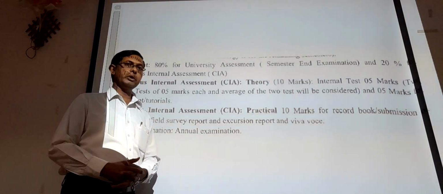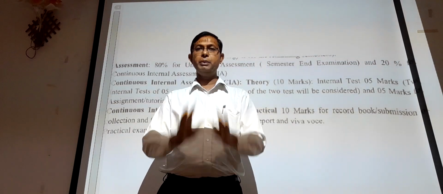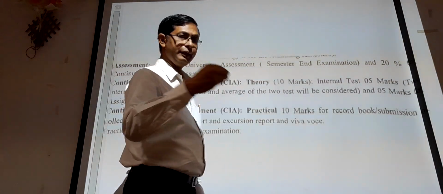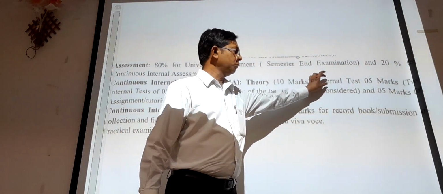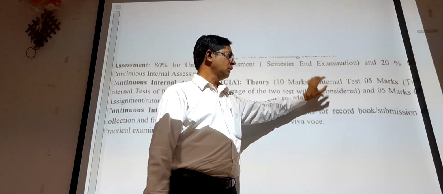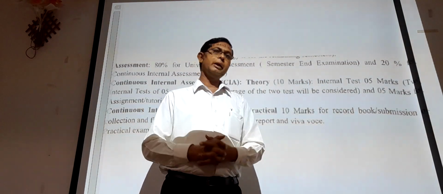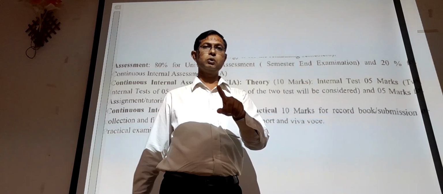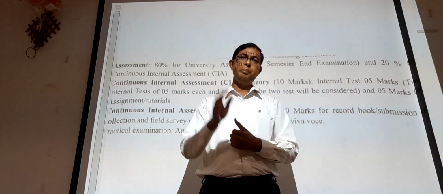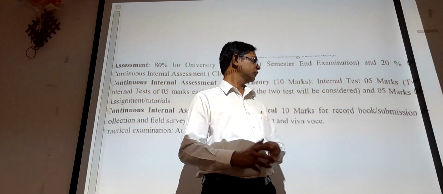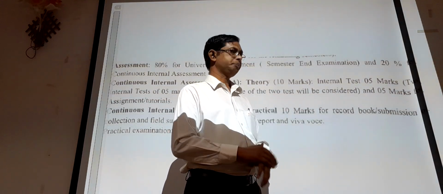Whatever assignment or tutorial is given by the department, you have to submit that tutorial and complete that assignment, and after completing it you will get the 5 marks. So 5 marks for the test, that is 2 tests, and 5 marks for the assignment or tutorial. Likewise, 10 marks you will get for one paper. So in this semester, for the botany subject, 50 marks is there. You have to submit all things related to that particular subject.